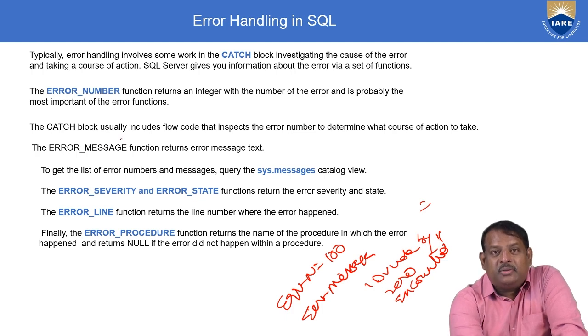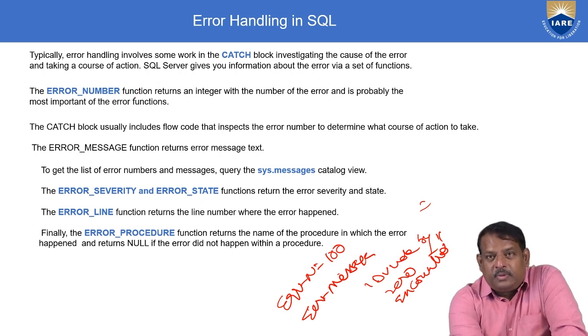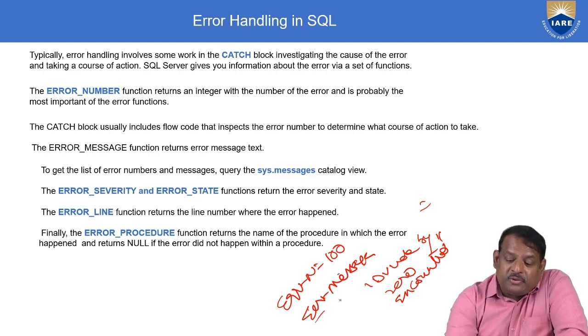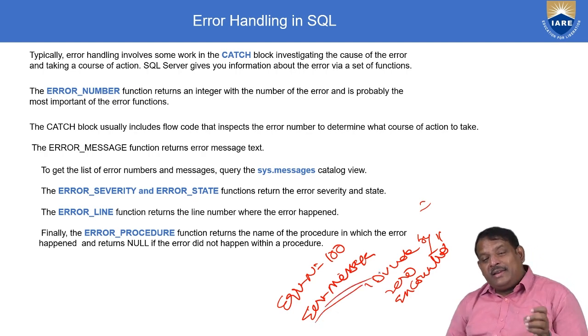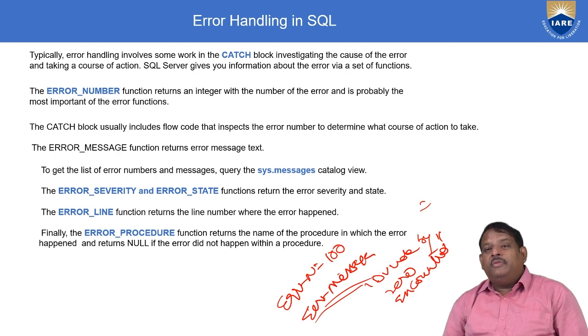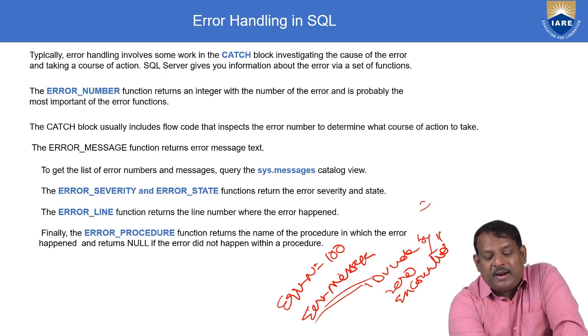So, error underscore number will give you only the number, the integer value, telling what the error is. It will not tell you the actual description. It is just a number. Similarly, the error underscore message will tell you the exact problem of that number. You have a number, say 100, and the description of that will be displayed in the error underscore message. So this is the second function.